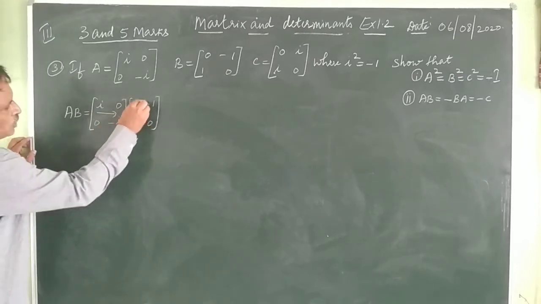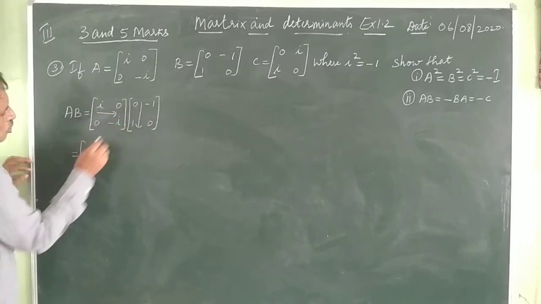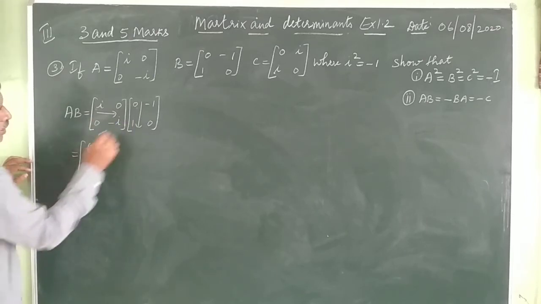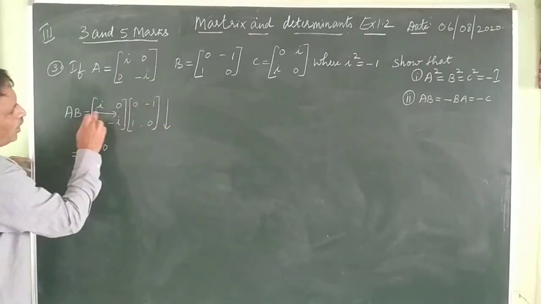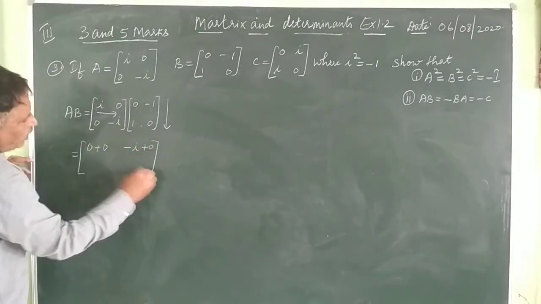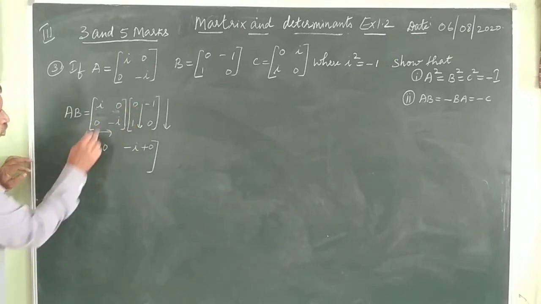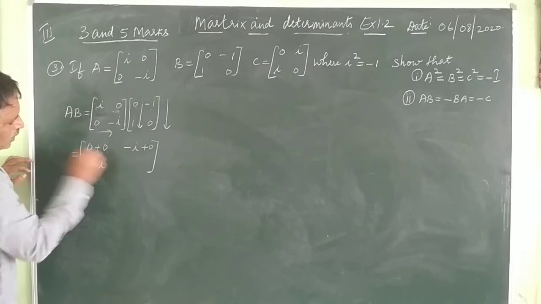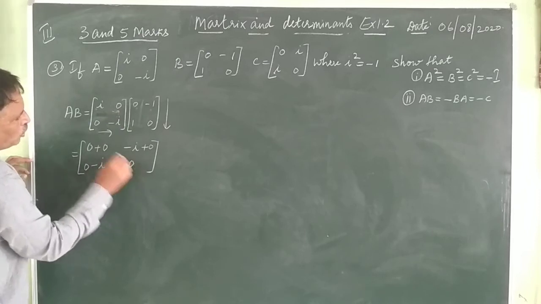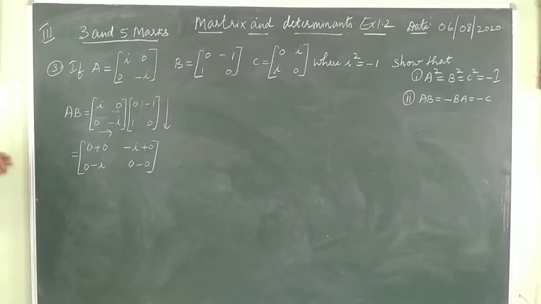Again same procedure. First row, first column. 0 into I into 0, 0. Plus 0 into 1, 0. Next, first row, second column. I into minus 1, minus I. Plus 0. Next, second row, first column. 0 into 0, 0. Minus I into 1, minus I. Next, second row, second column. 0 into minus 1, 0. Minus I into 0, it is 0. If you write minus 0 or plus 0, that doesn't matter.